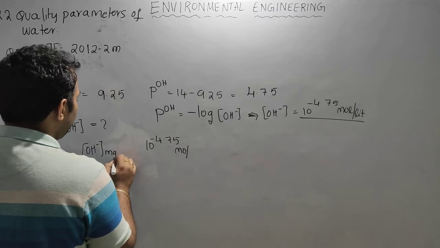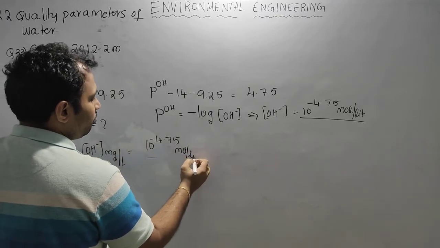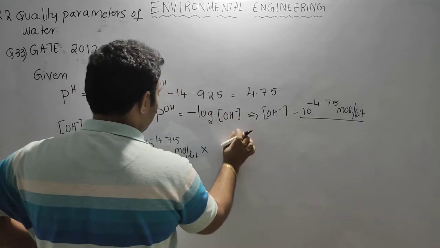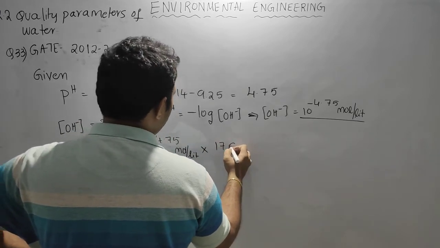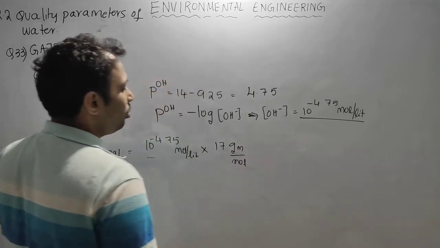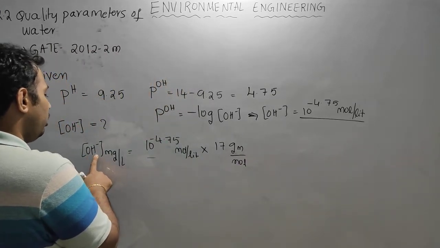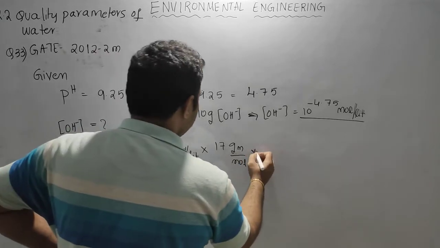per liter is equal to the concentration in mole per liter into molecular weight. What is the molecular weight? 17 gram per mole is the molecular weight of OH minus. Oxygen is 16 and hydrogen is 1, 16 plus 1, 17 gram per mole, into 1000.